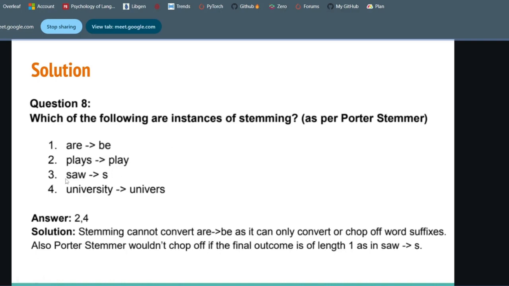Now, why is 3 not the correct answer? The Porter stemmer wouldn't chop if the final outcome is of length 1, as we saw with saw to saw. So there's a constraint on the length that prevents option 3 from being a valid answer. This is a rule in the Porter stemmer, because of which this conversion cannot take place.